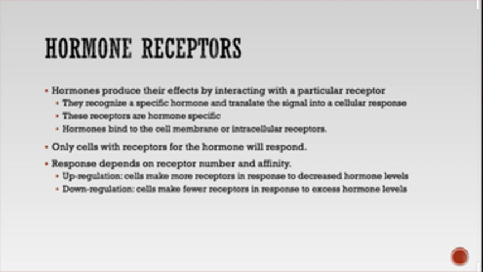The hormones bind to the cell membrane or intracellular receptors. Only cells with receptors for the hormone will respond. And then the response depends on receptor number and affinity. So there's a term called upregulation, where cells are going to make more receptors in response to decreased hormone levels, versus downregulation, where cells are going to make fewer receptors when there are excess hormone levels.